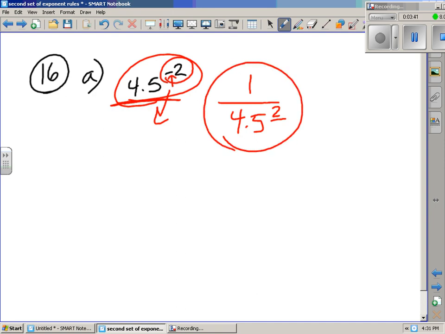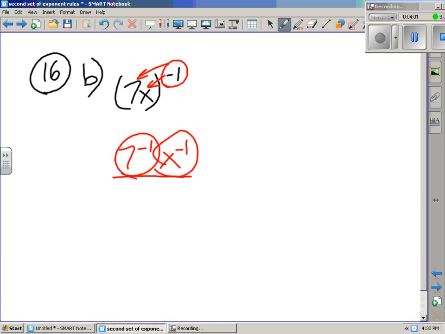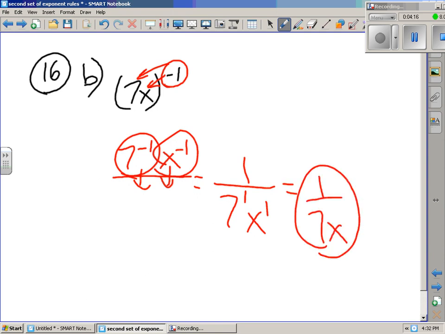If you take 4.5 and you square it, you get 20.25. But let's keep going. Right, power to a group you distribute. So we take the negative 1 to both the 7 and to the x. Then I'm going to flip both of these over the fraction bar. And what will be left in the numerator is a hidden 1. In the denominator, I get 7 to the first power, x to the first power, because when you flip something over the fraction bar, the sign of the exponent changes. So we get 1 over 7x is our result.